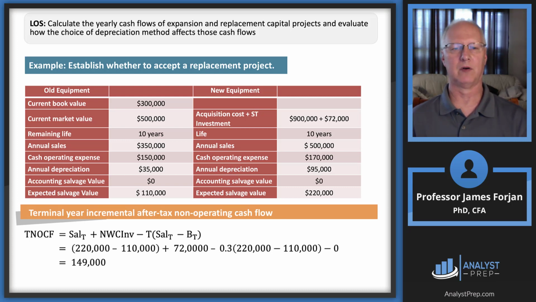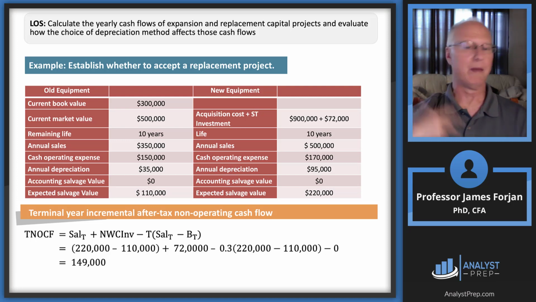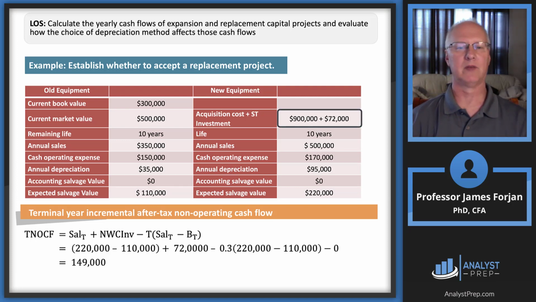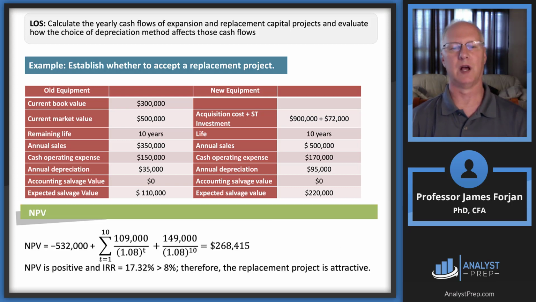And then the final cash flow, we're going to take the 220 minus the 110. So there's the difference in salvage values. We're getting back the 72. There's our broccoli investment. And then we've got to pay a capital gains tax on there. So 149. So let's go ahead and do the net present value. So you could use this using the cash flows, or you could treat it like a bond like I just did earlier. So you get 268,415. So we say, therefore, accept, because net present value turns out to be positive.